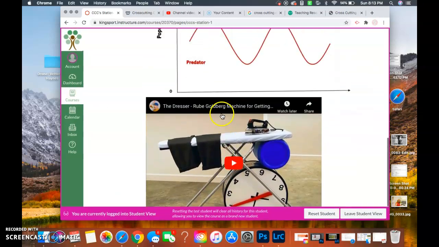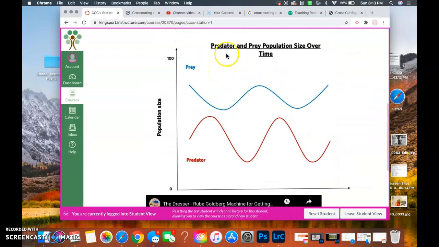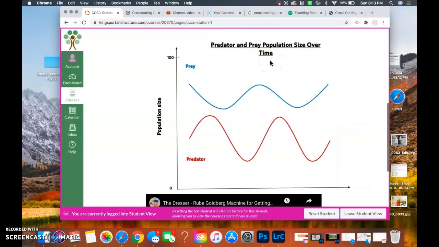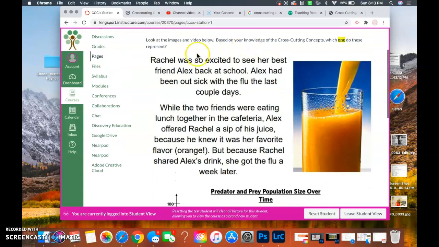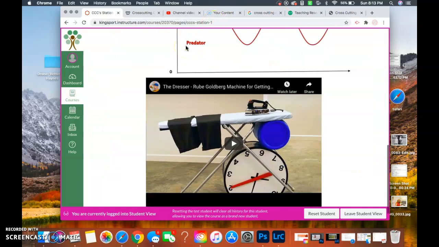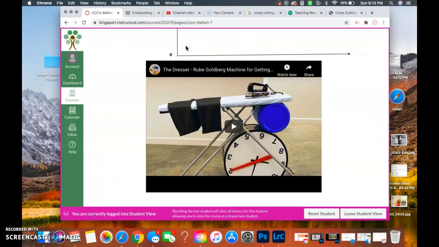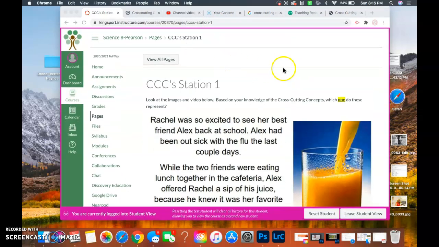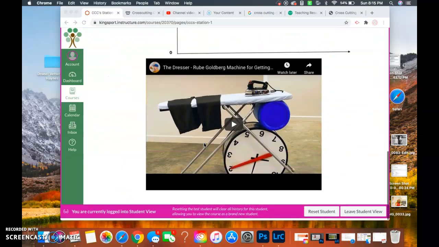This one's actually a video. This one is a graph of predator and prey population size over time. And this one gives a scenario about the orange juice. So just read this. You have to pick one cross-cutting concept, and you have to give me your reasoning on why you think it's that particular concept. What you will do, there will be a submit assignment button here. You will come up here to submit. There will be a text box, and you're going to put in which cross-cutting concept you believe this represents.